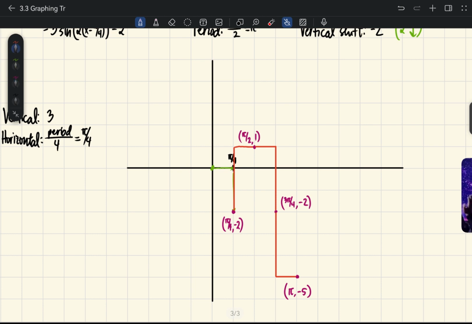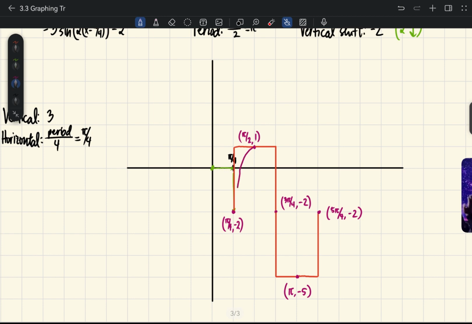Then finally, we move pi over 4 units to the right and move 3 units up. We get right here pi plus pi over 4, that's 5 pi over 4, comma, negative 5 plus 3, that's negative 2. Then finally, to draw the graph itself, let's just make some curves inside our guideline.